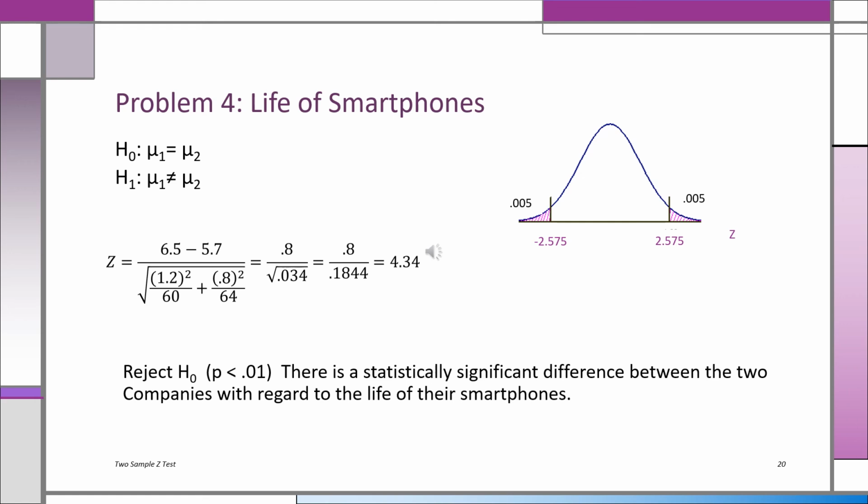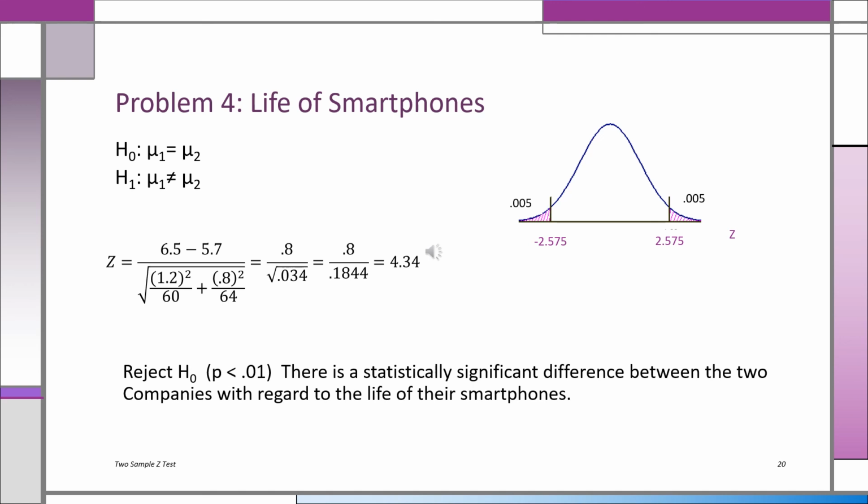We're working at an alpha of 0.01, and with two-sample tests, we're always doing two-tail tests. We split the alpha into two equal pieces, 0.5% on one side, 0.5% on the other side. So the critical values from the z-table are plus and minus 2.575. The calculated value of z from the sample evidence: 6.5 minus 5.7 divided by the square root of 1.2 squared over 60 plus 0.8 squared over 64.